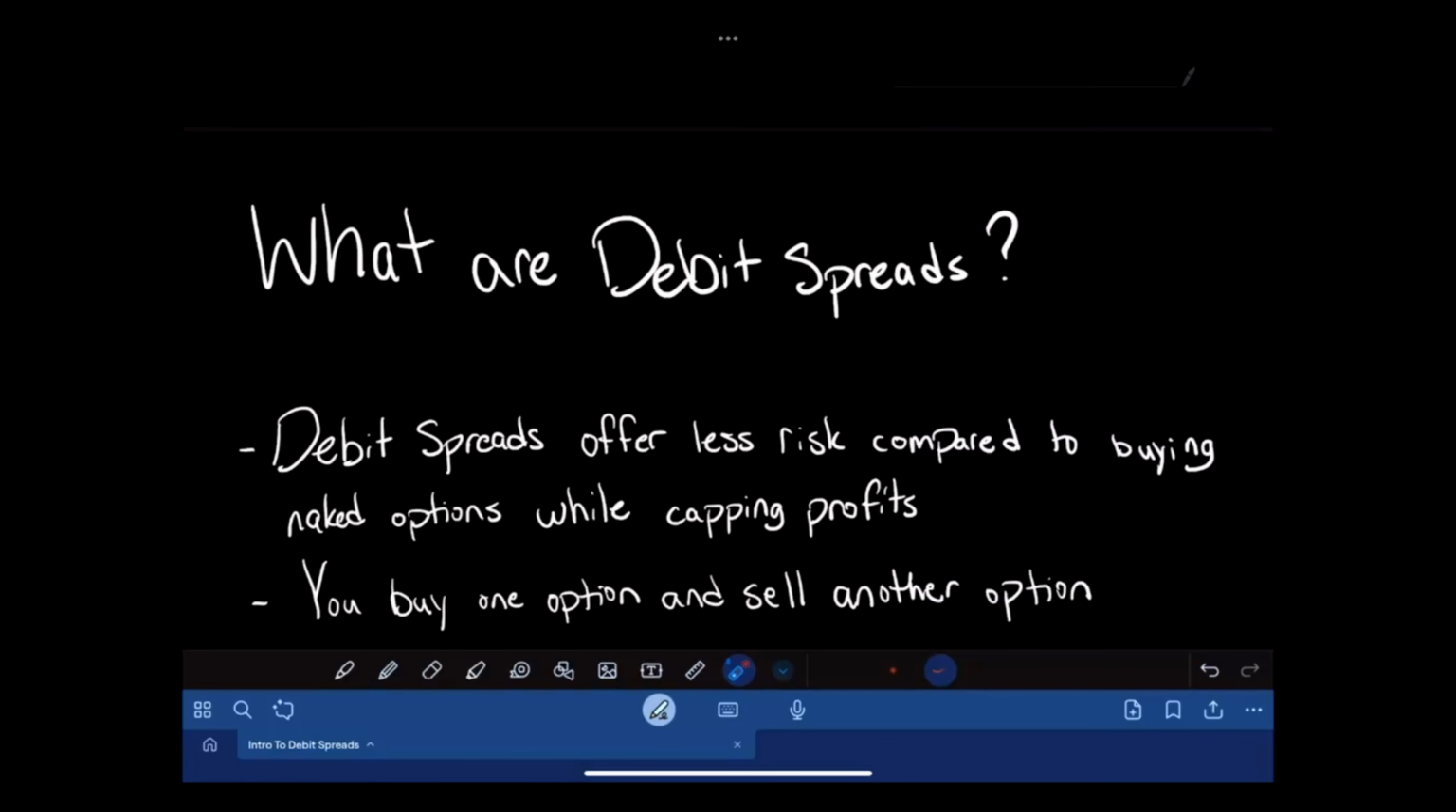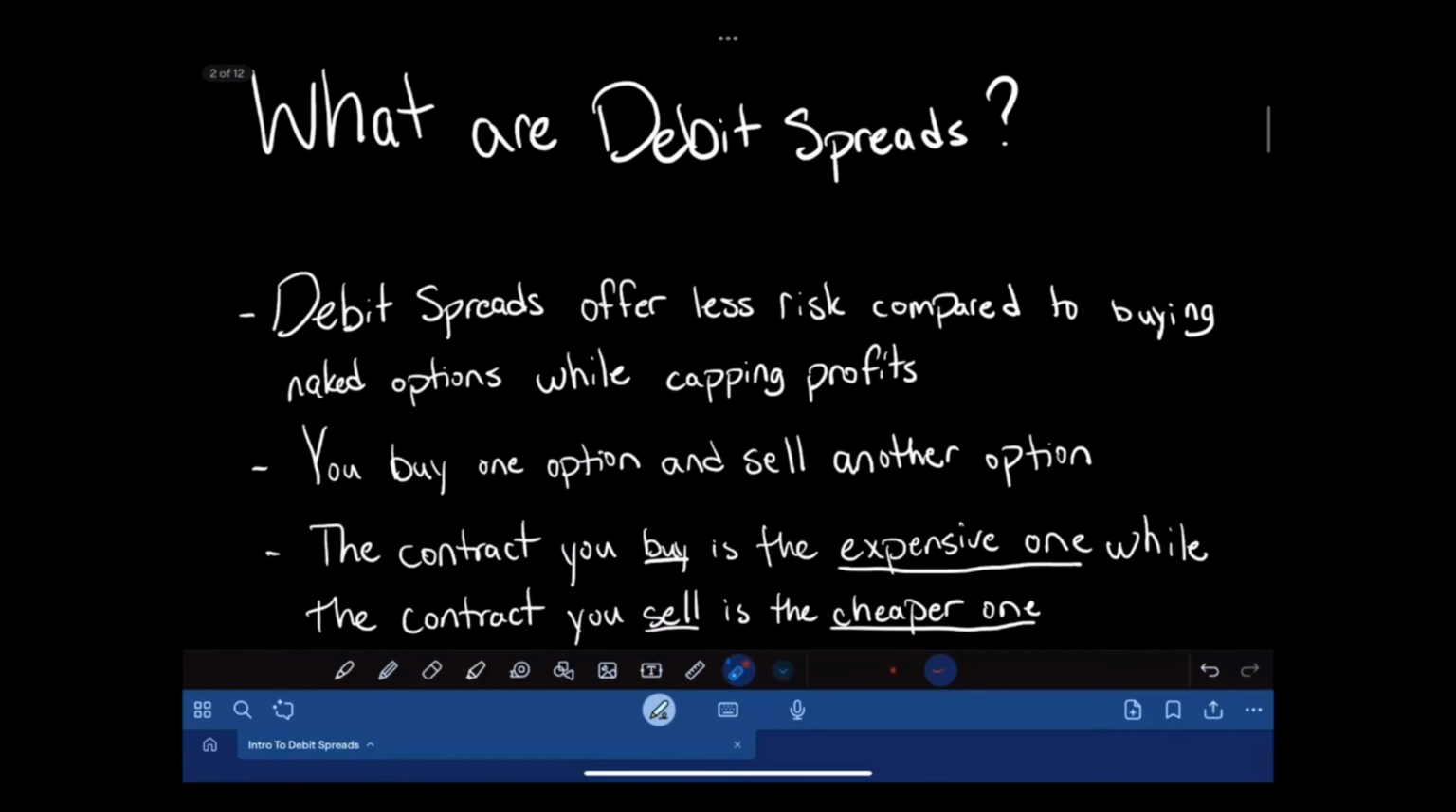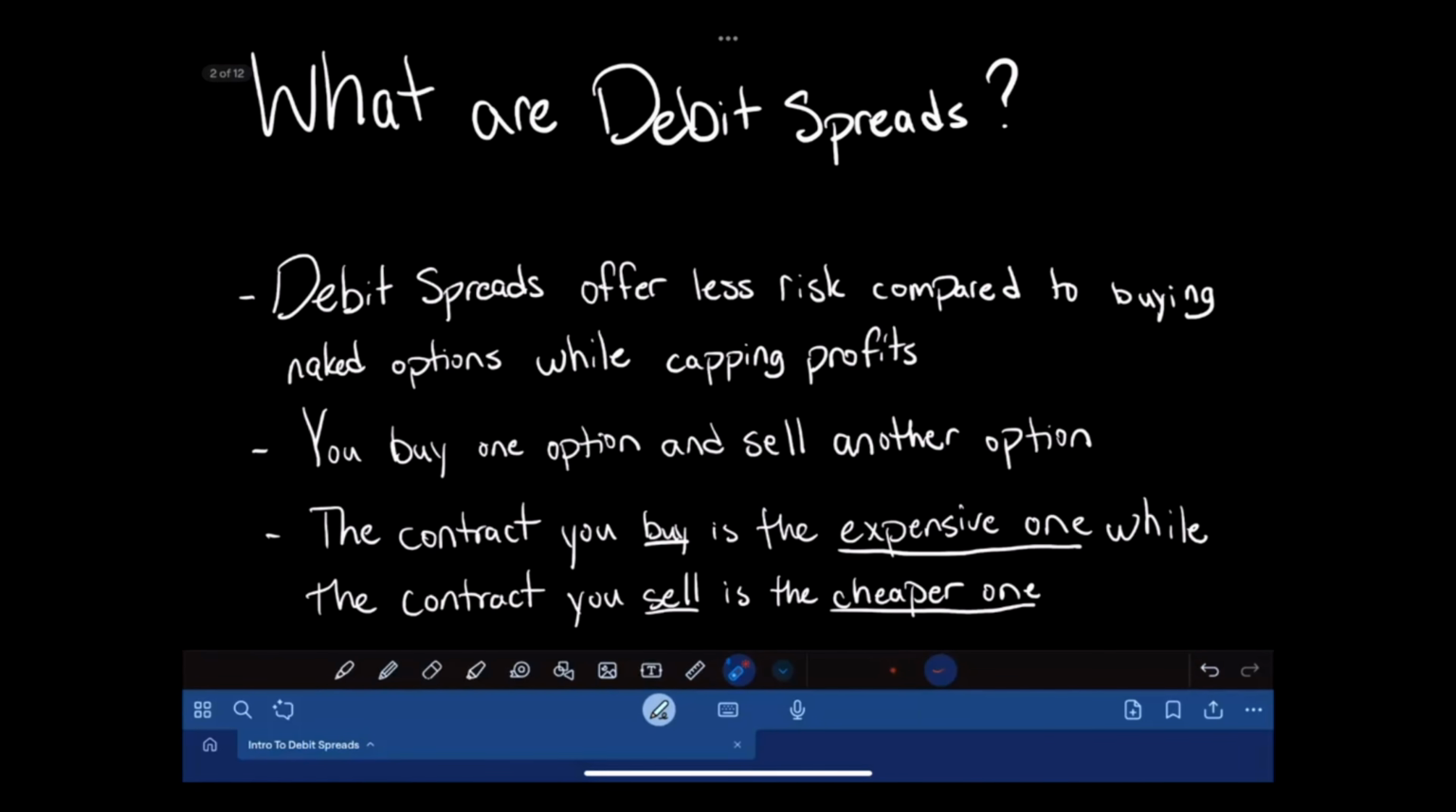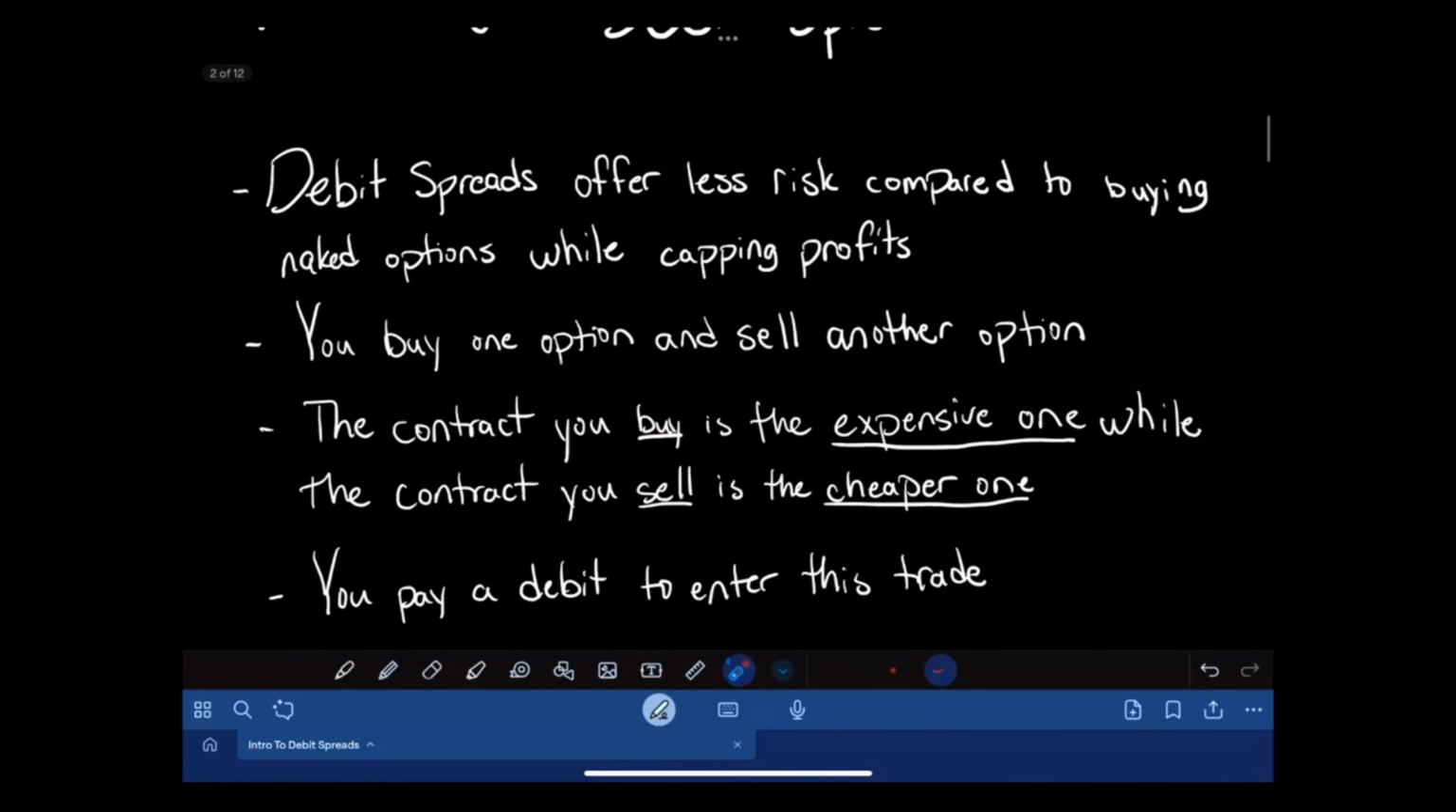So just to let you know, to use the strategy, you need to have a margin account. Now, the contract you buy is the expensive one, while the contract you sell is the cheaper one. Again, we'll get deeper into it. You pay a debit to enter this trade.